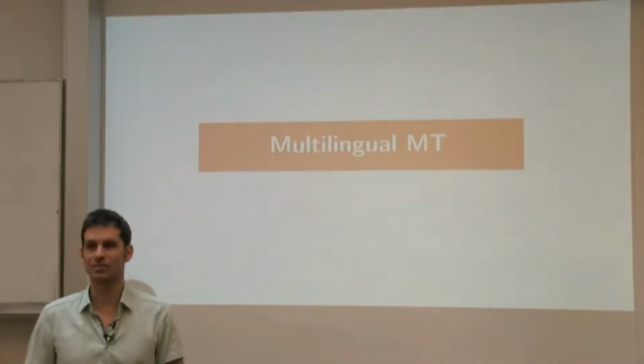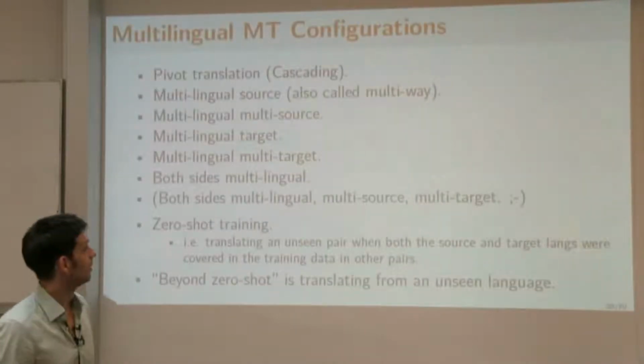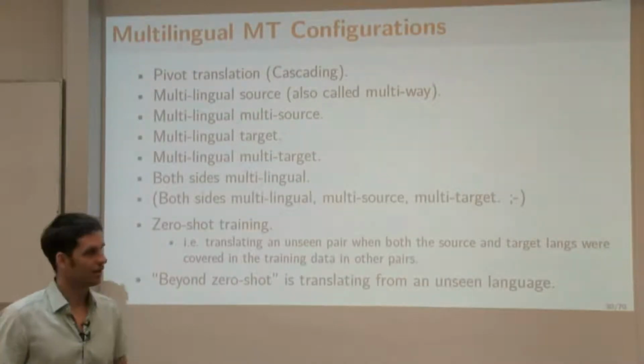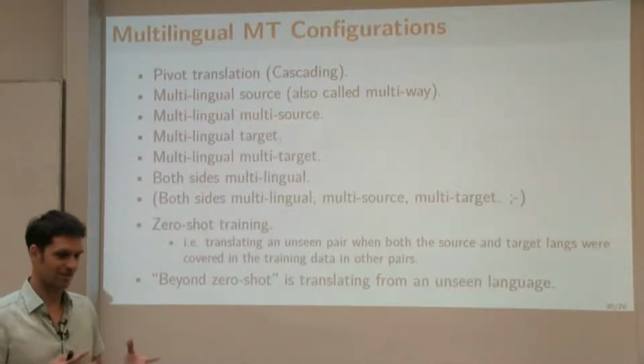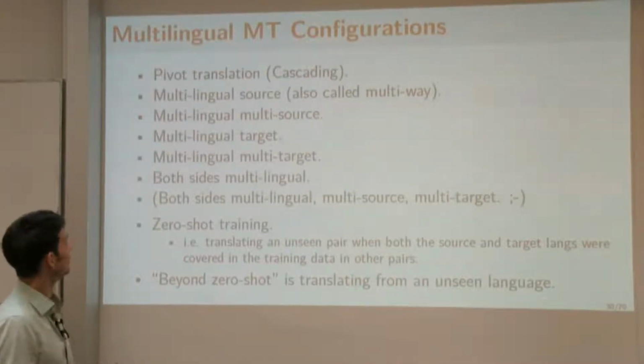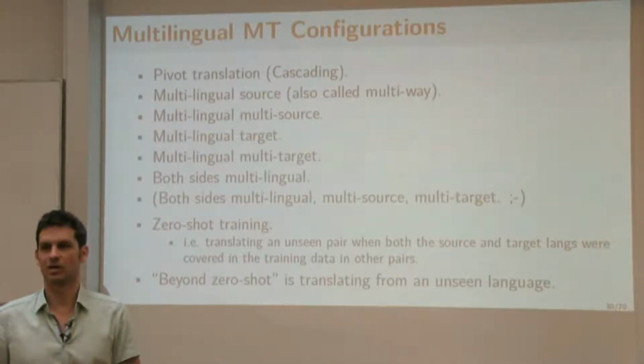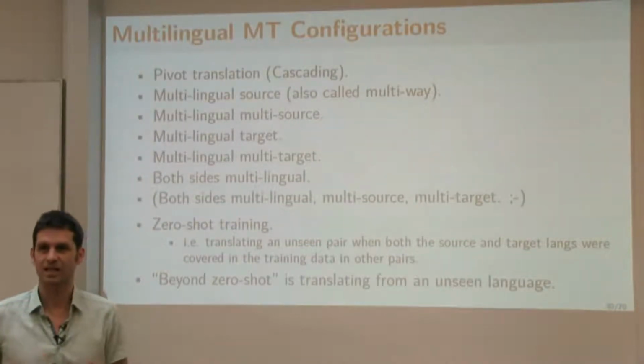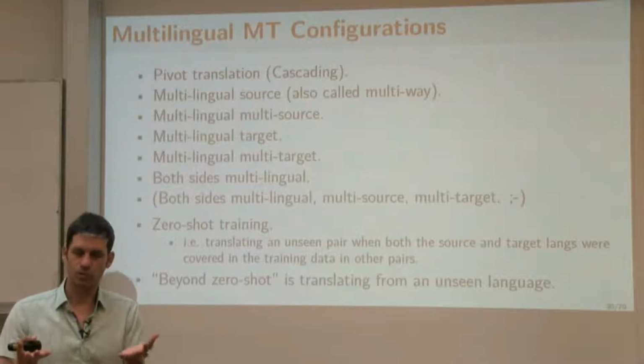So now let's move to multilingual machine translation. Here there are many possible configurations. So let's agree on some terminology. Something which is very old, an old idea and well tested, is called pivot translation or cascading. There you build two separate systems.